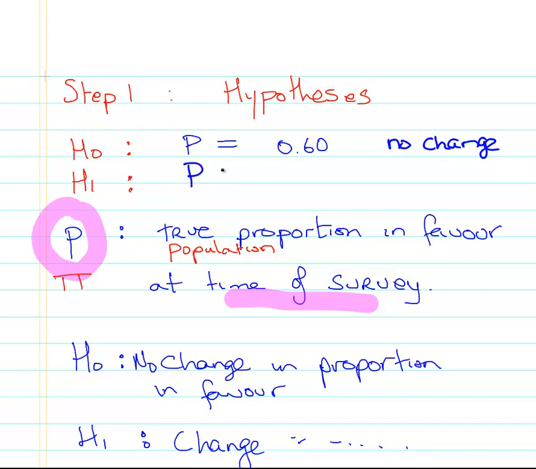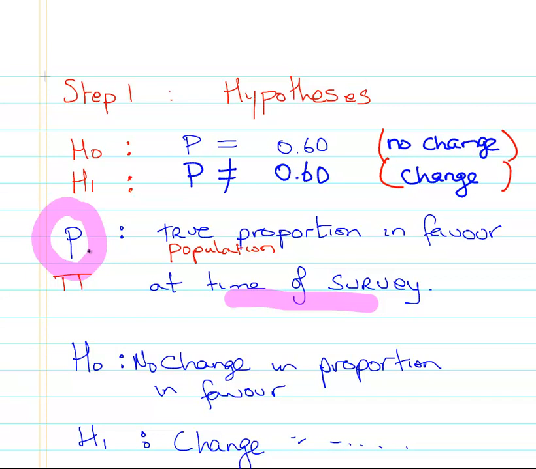Now, the alternative hypothesis is that there has been a change. It has changed from 60%. It could be greater than 60%, it can be less than 60%. Anyway, change. The null hypothesis says no change, and the alternative hypothesis says change. P equals 0.60; P not equal to 0.60.